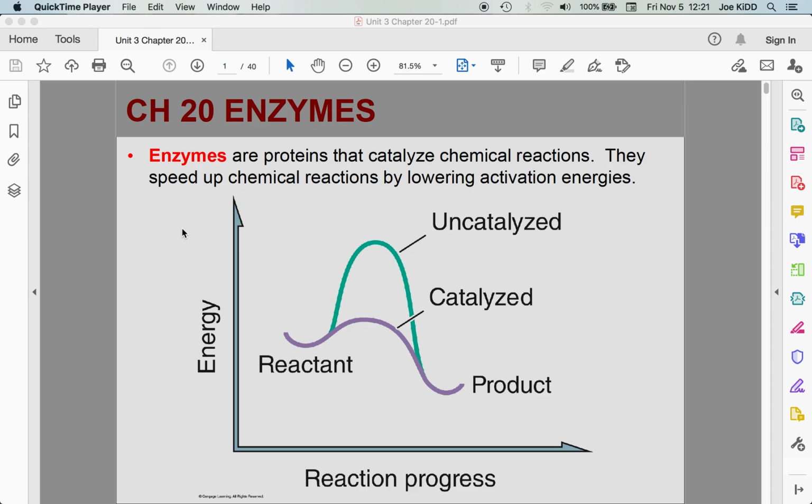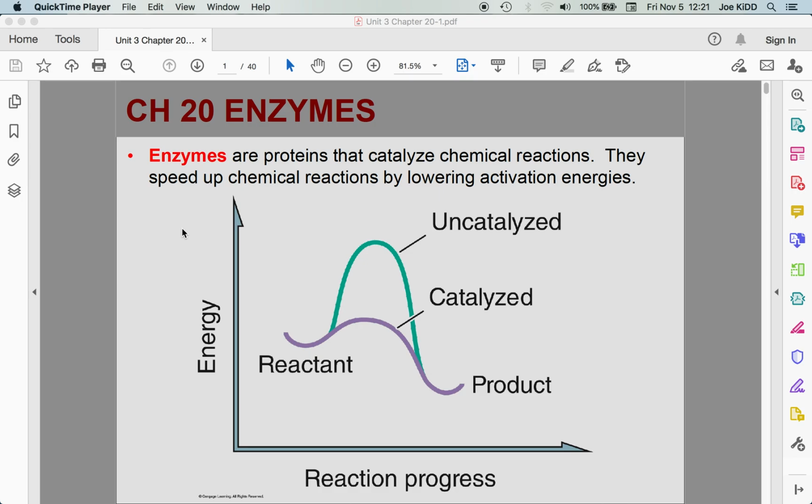Hi folks, today we're going to be talking about enzymes in chapter 20. So enzymes, up until this point, we've had three different types of macromolecules that we've discussed. We've talked about carbohydrates, lipids, and proteins. Enzymes are proteins. They're just special kinds of proteins.